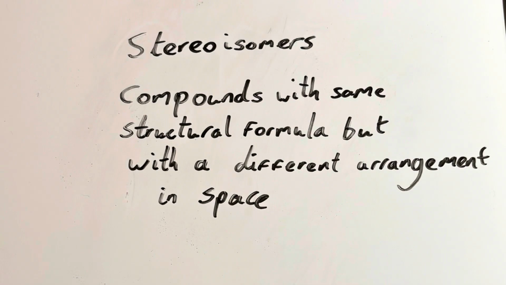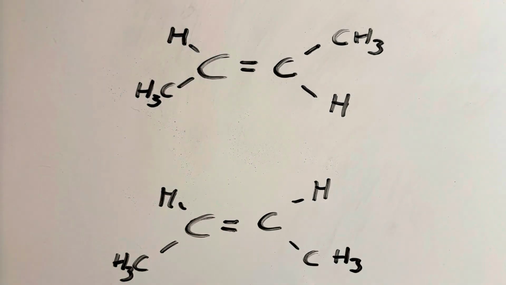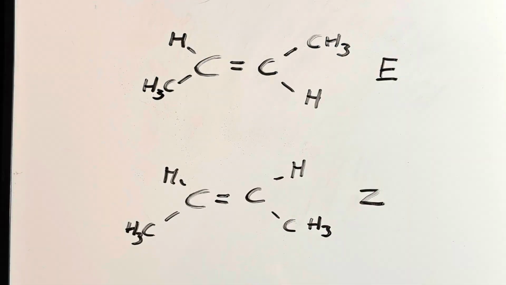Now, stereoisomers are compounds with the same structural formula, but with a different arrangement in space. This means if you attach groups to your carbon-carbon double bond, then this molecule and this molecule are different because they can't rotate. The one with the 2 groups on opposite sides we call E, and the one with the 2 groups on the same side we call Z.